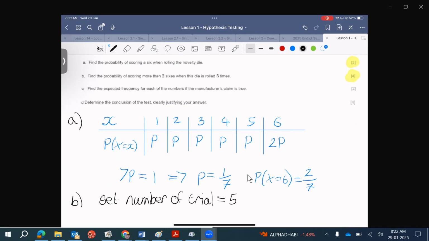Read B. Find the probability of scoring more than 2 sixes when the die is rolled 5 times. Set number of trials? 5. Probability of success for each trial?